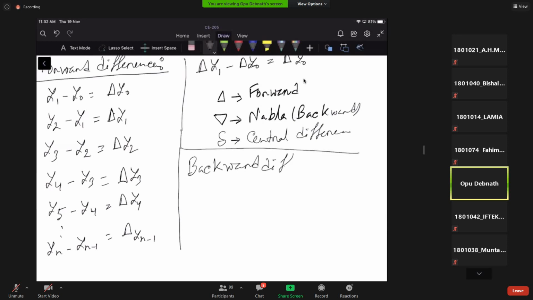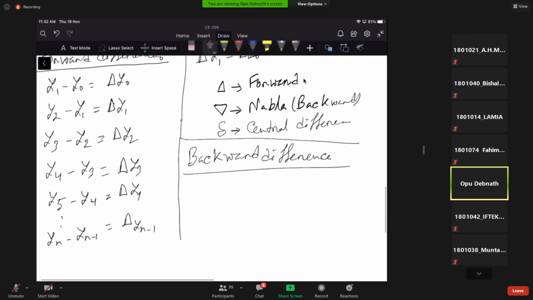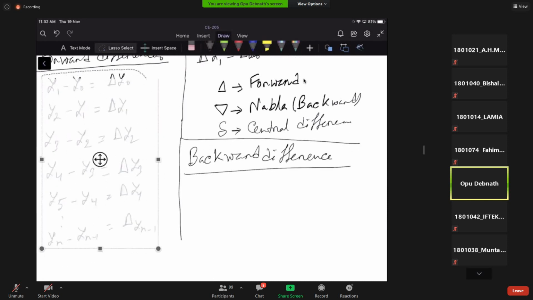Backward difference. For backward difference, the basics are the same except for the symbol and notation. I will simply copy this.